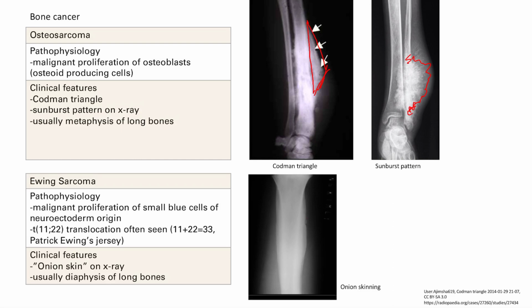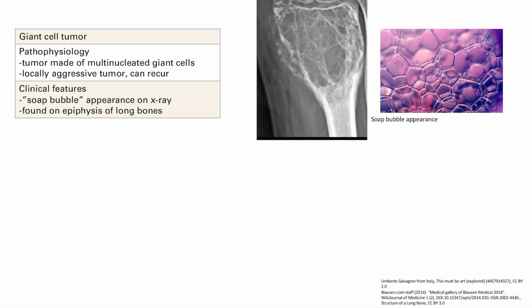And on imaging, you're going to see the onion skin on the x-ray. As you can see on this x-ray, there's one layer here and then there's another layer. Again, there are many layers of bone, and that causes this onion skin appearance on the x-ray. And this is usually found in the diaphysis of the long bone, so more near the middle.